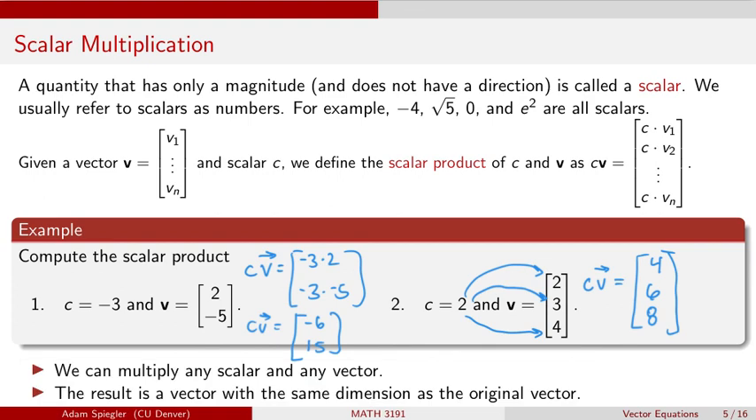However, what's important to note here is that the result is going to be a vector that has the same dimension as the original vector. So we started with a 2-dimensional vector, we wind up with a 2-dimensional vector. We start with a 3-dimensional vector, then the scalar product is going to be a 3-dimensional vector. On the next slide, I want to take a look at how we could imagine these operations visually.